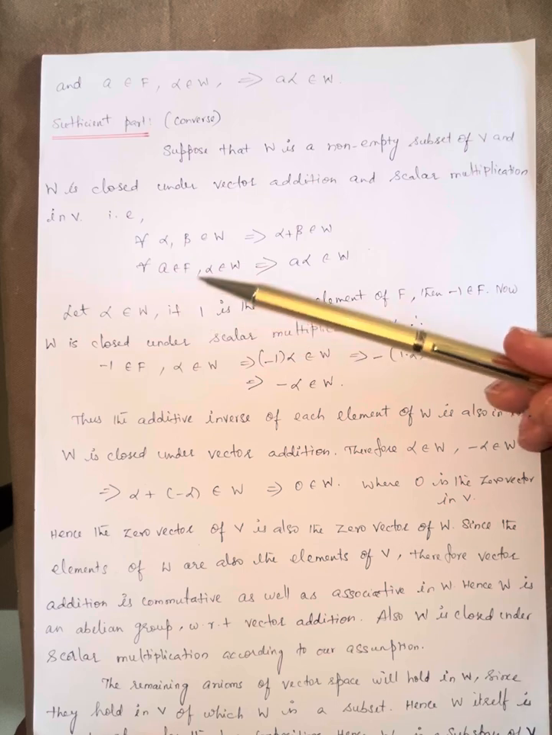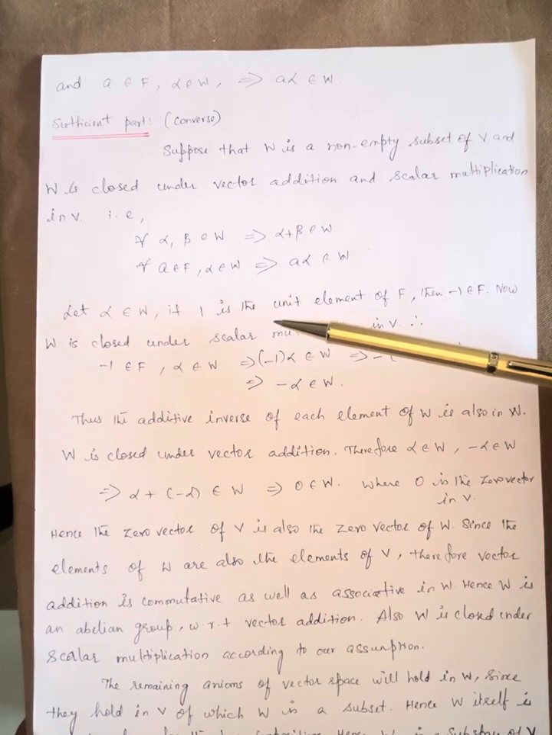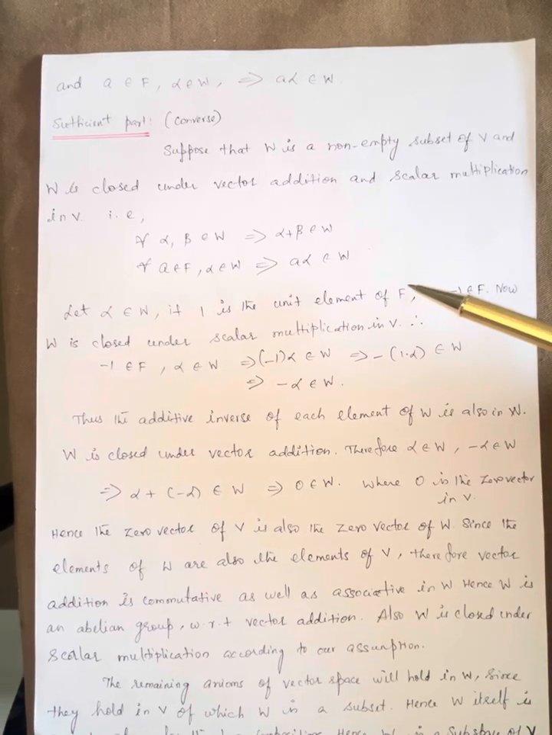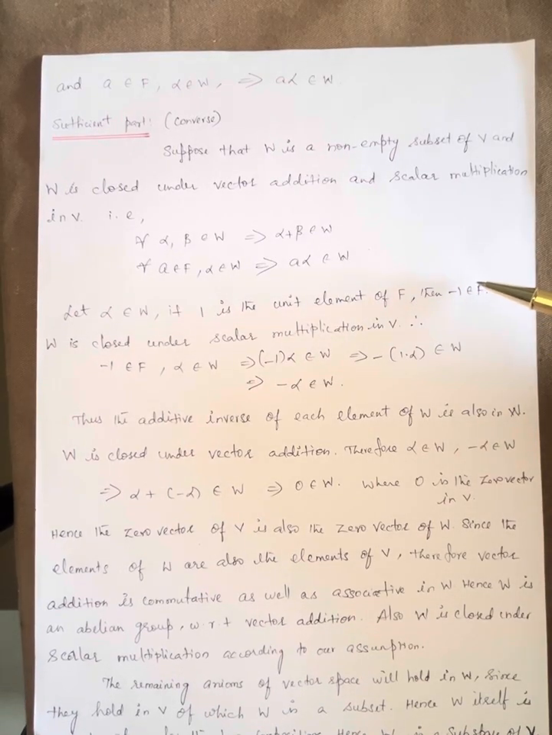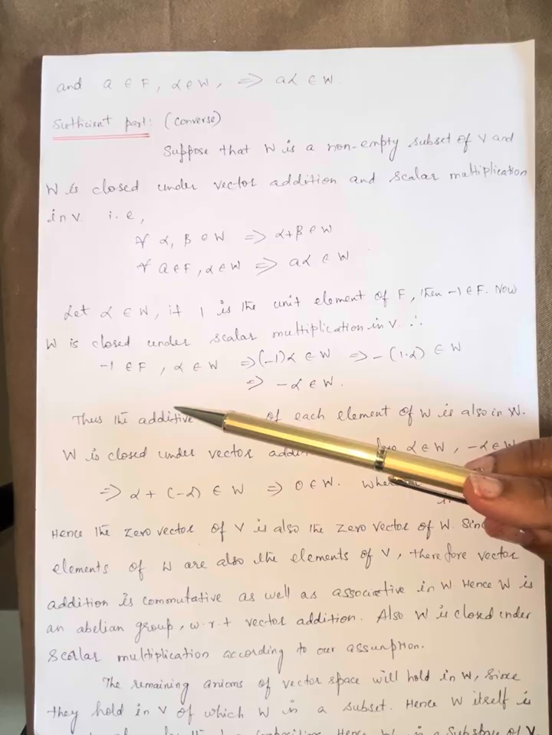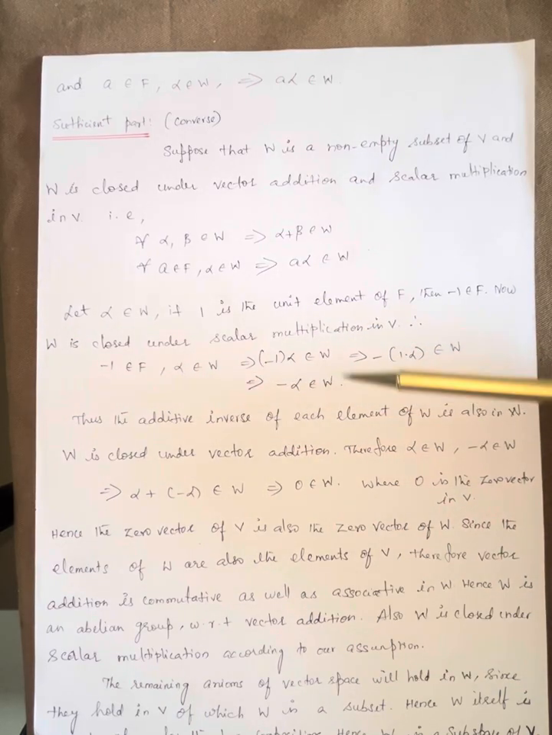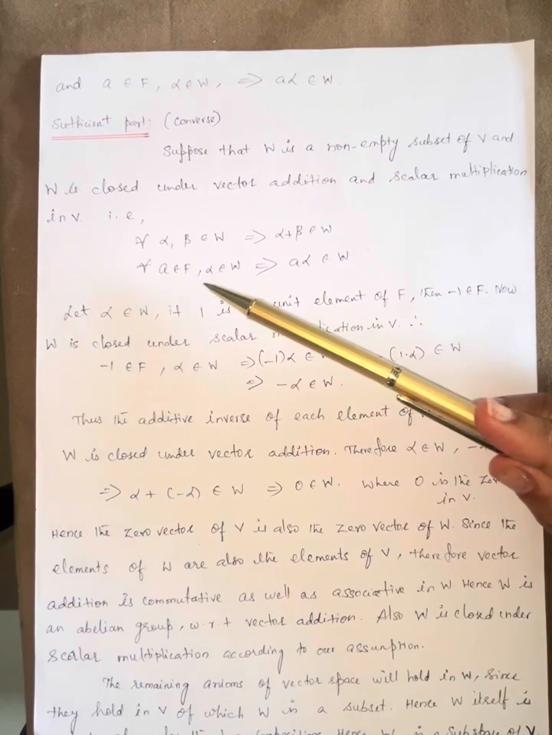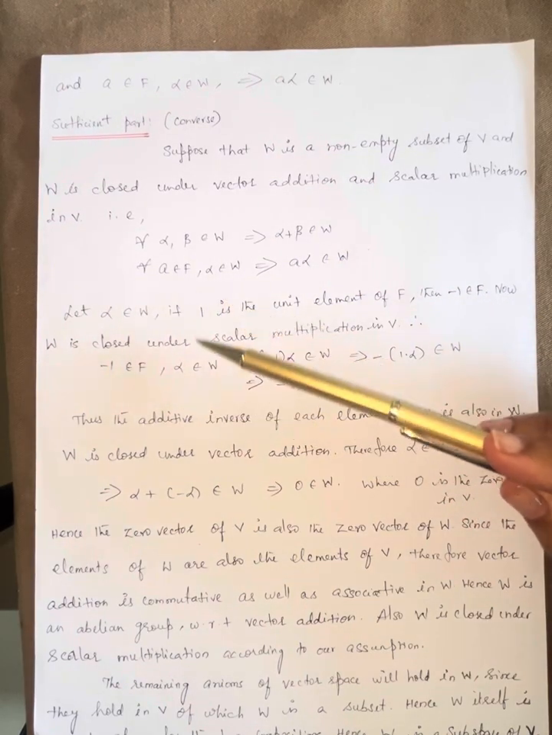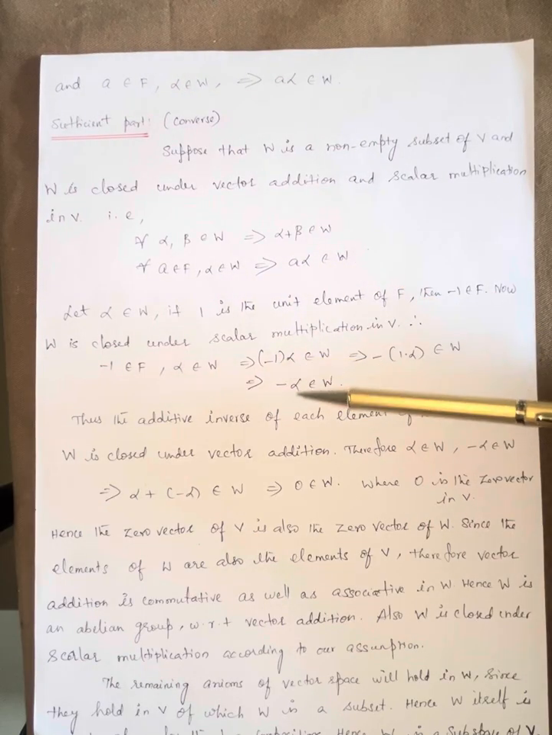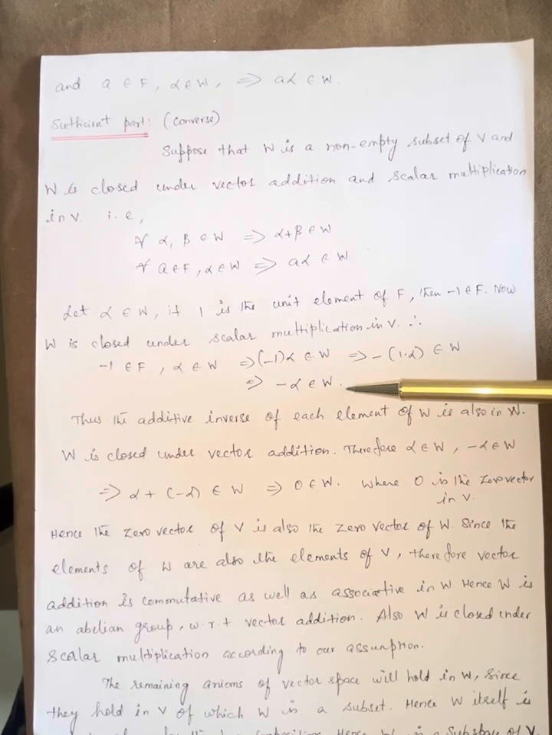So here let alpha belong to W and 1 is the unit element of F, then minus 1 also belongs to F, because 1 is a scalar and minus 1 also is a scalar, F being a field. Now W is closed under scalar multiplication in V. Then minus 1 in F, alpha belongs to W implies minus alpha belongs to W according to the second condition. Instead of a, we have taken minus 1 because it is in F, alpha in W. So a into alpha belongs to W. So minus 1 into alpha, minus alpha, belongs to W.